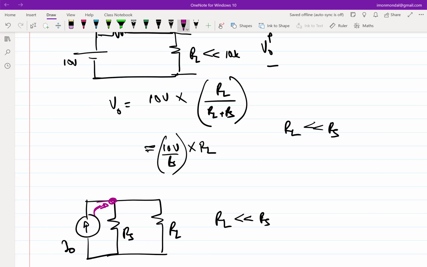This current I0 comes to this node and it has a decision to make. Should I go into RS? Should I go into RL? It should choose to flow into RL. Almost the entire thing will choose to flow into RL. So if it flows entirely into RL, then naturally the voltage here becomes proportional to RL.